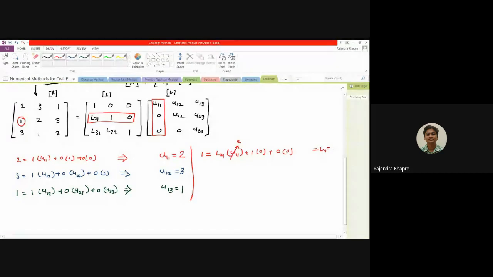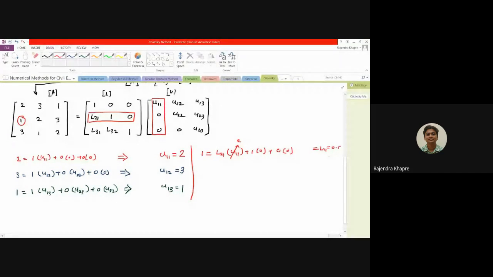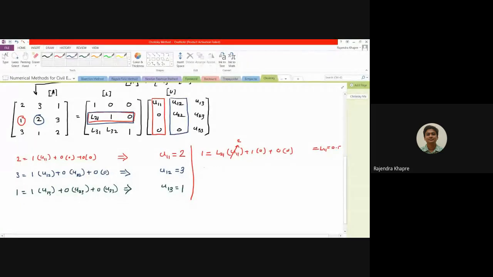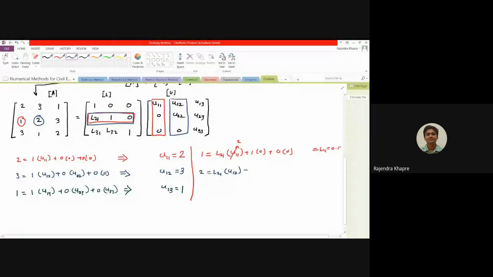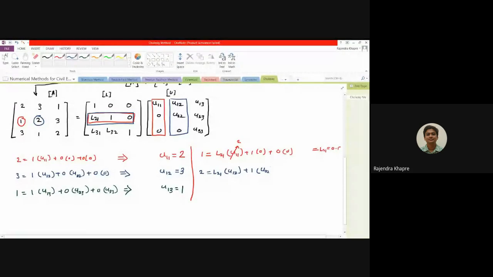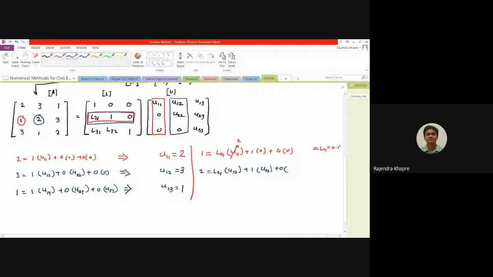1/2 यानी 0.5. ठीक है. So this will be 0.5. Now if you try to find out this one, this will be the product of this particular row with this particular column. बराबर है. So this is nothing but 2 equals L21 multiplied by U12 plus 1 into U22 plus 0 into 0.